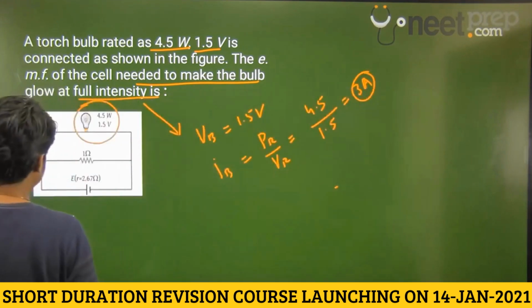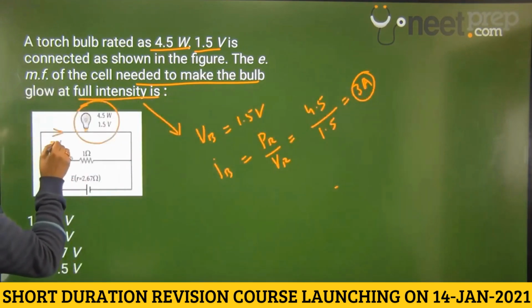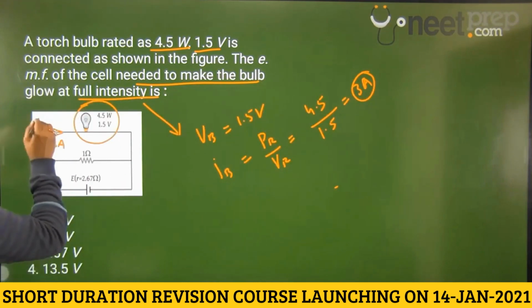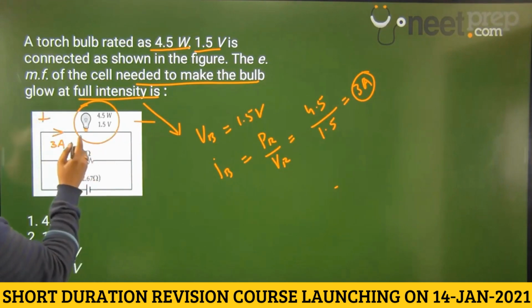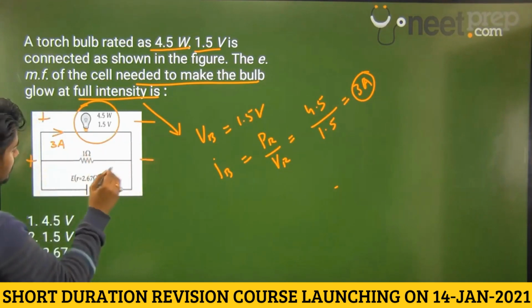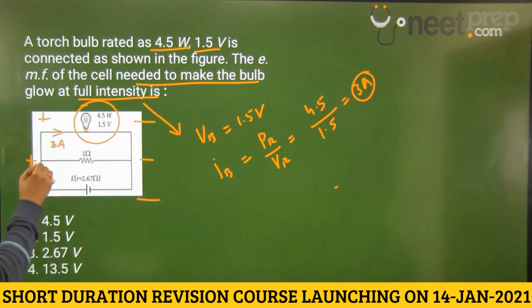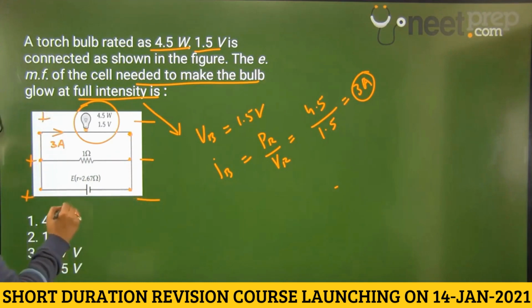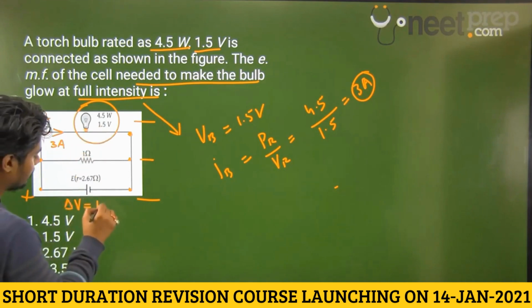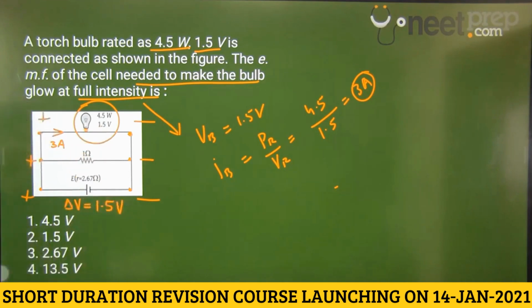So, basically what we know now is the current through here is 3 ampere and the potential difference across this must be 1.5 volt. Yes. So, the potential difference will be the same, because all these 3 branches are in parallel. So, the potential difference delta V across this bulb at its maximum power is 1.5 volt. So, what we need to find is the EMF of the cell.